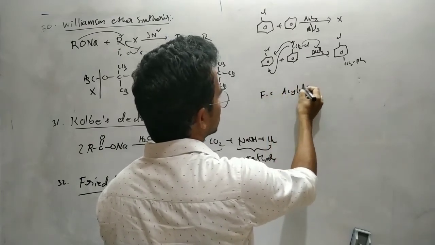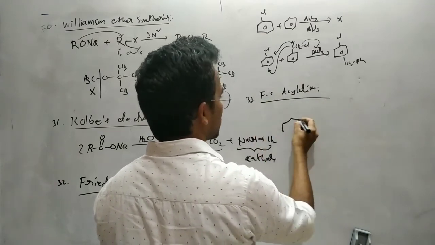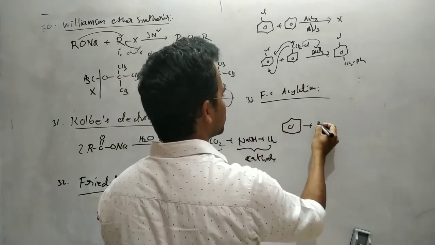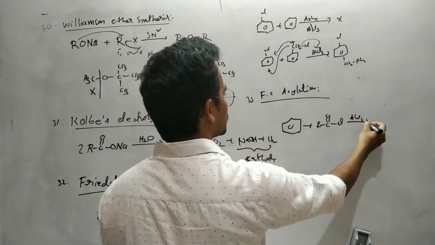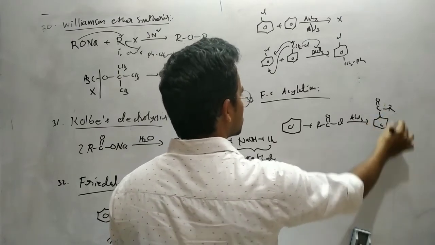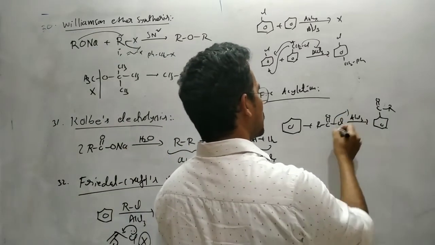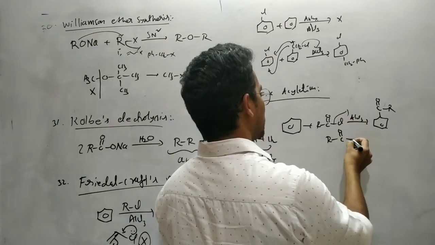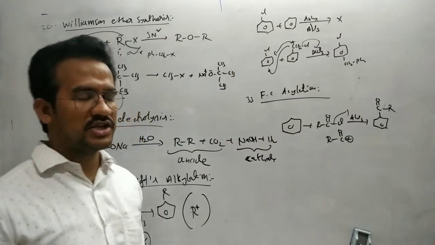Friedel-Crafts acylation reaction: introducing the acyl group by reacting with an acid halide in the presence of an anhydrous Lewis acid. The product is a ketone. In this case, Cl minus is removed, so we get the acyl cation as an electrophile that attacks the benzene and replaces the H plus.